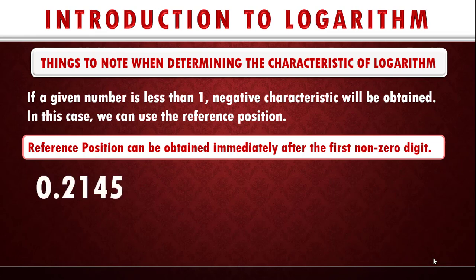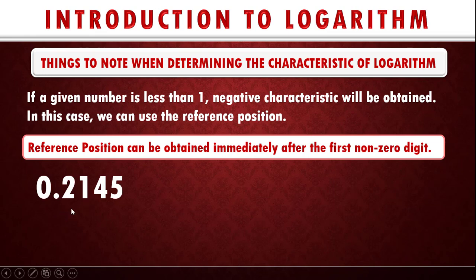You're given a number to look for the logarithm, as we have here: 0.2145. So the first question you ask yourself is, is this number less than 1 or greater than 1? If you look at it, because it's starting with 0, that means it is less than 1. If the number is less than 1, we're going to make use of the reference position. So let's try to do that.